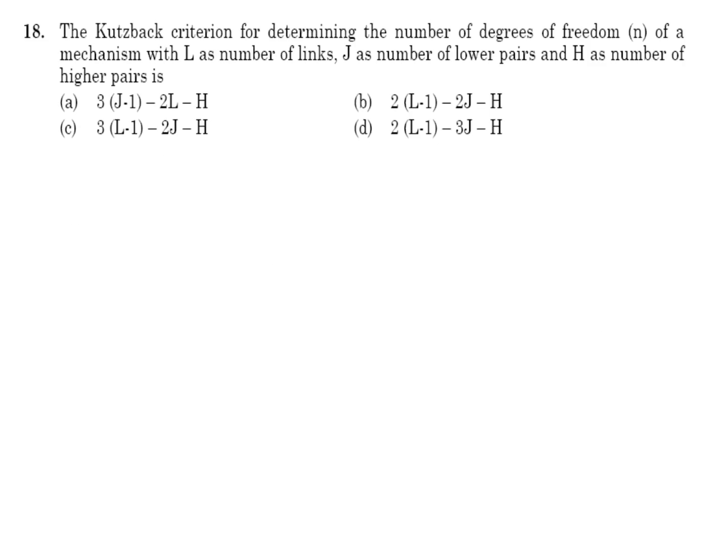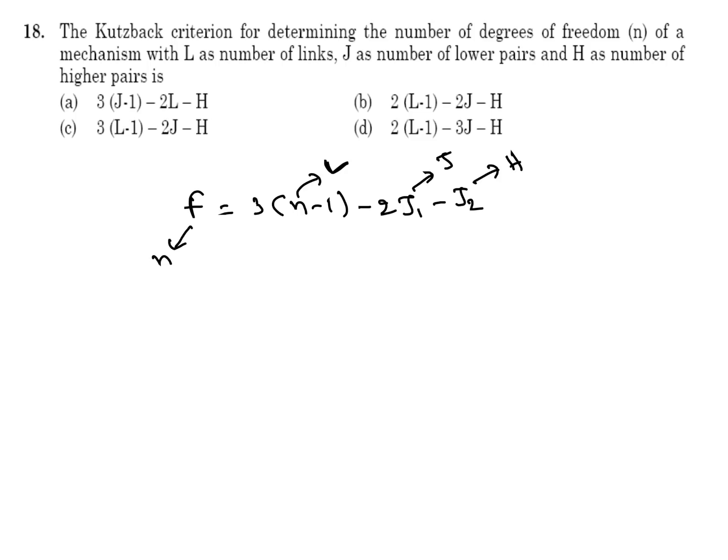Kutzbach criterion for determining the number of degrees of freedom of a mechanism, with L as number of links, J as number of lower pairs and H as number of higher pairs. We know the formula for degree of freedom F = 3(n - 1) - 2j1 - j2. Here the number of links is L, number of lower pairs is j, and number of higher pairs is capital H. So F = 3(L - 1) - 2j - H. C is the answer.